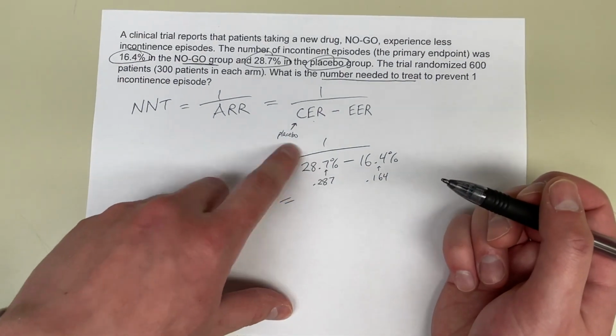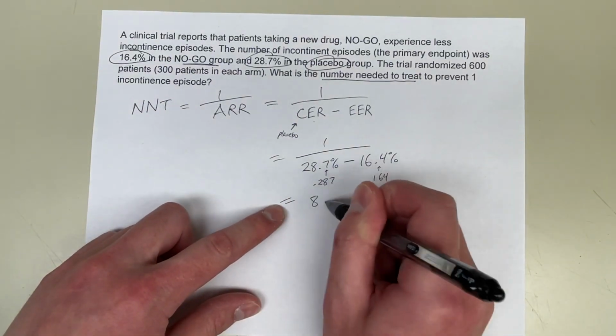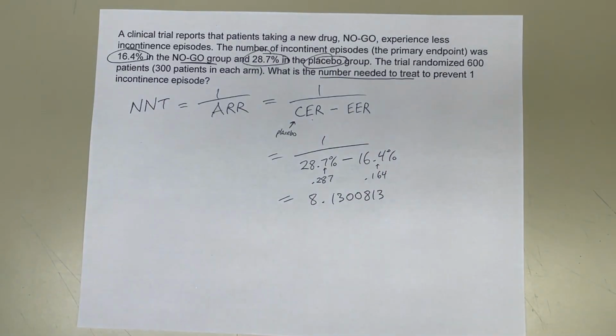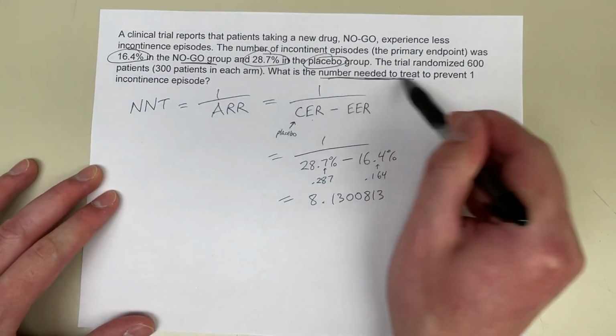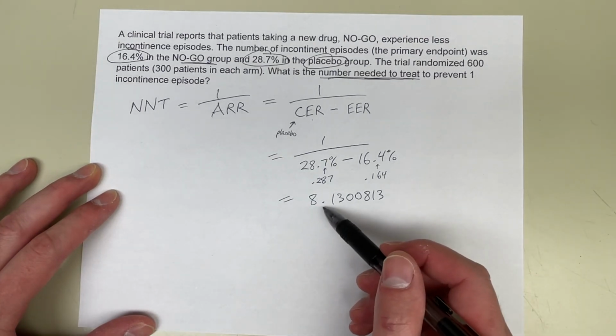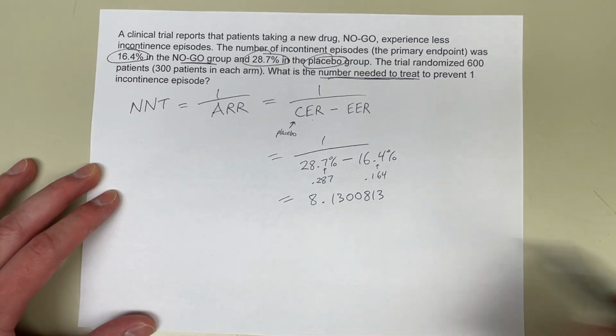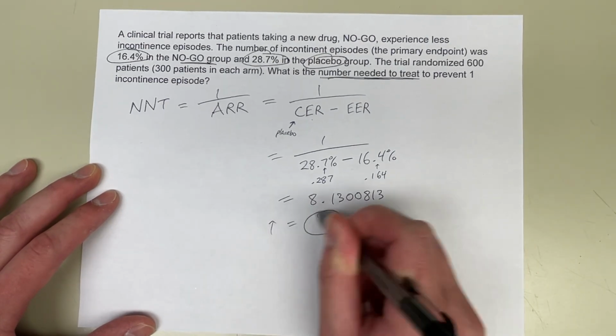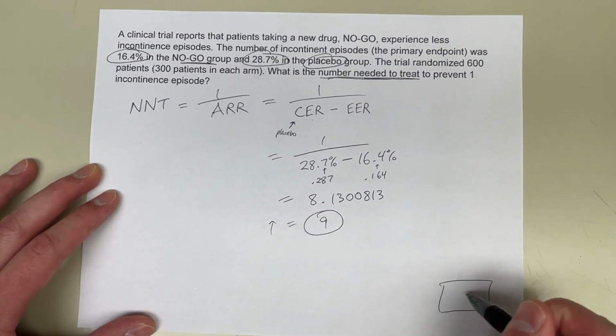So when you solve for this, you should get 8.1300813. And whenever you calculate number needed to treat, you always round up. You never have a decimal place. So anything after the decimal place that's greater than 0, you just round up. So in this case, you round up to 9. So your number needed to treat is 9.